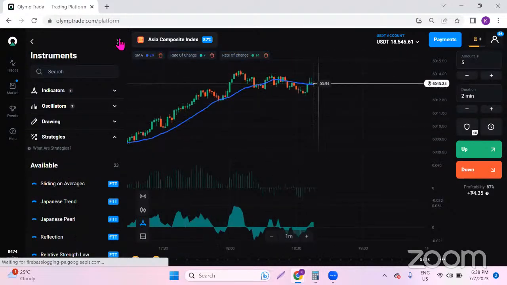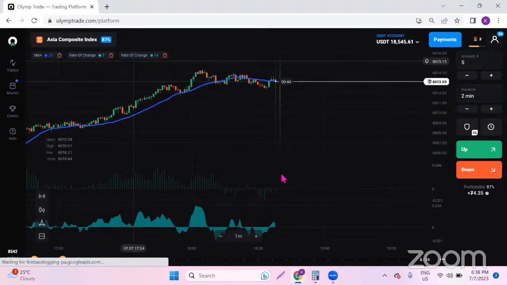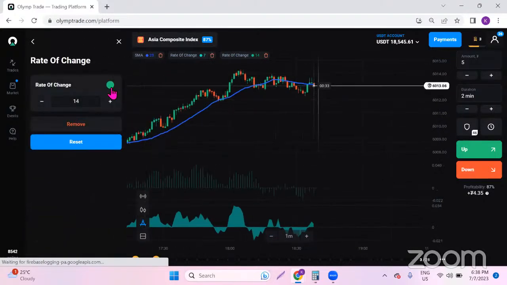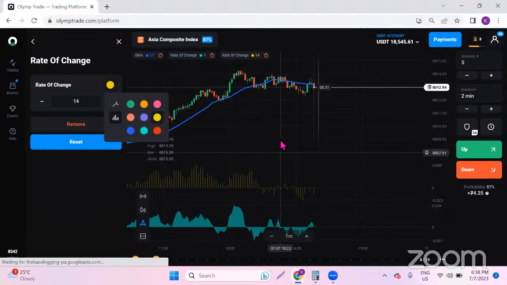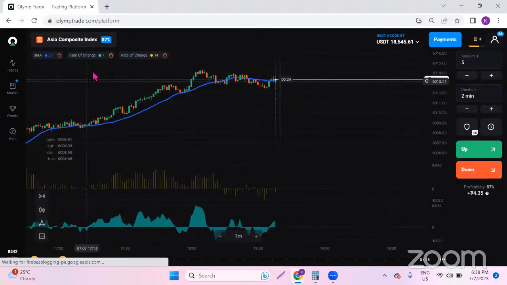So here we go. Now, what are we going to look for in this strategy? There are three things that we need to focus on while using this strategy. First of all, this blue line is the SMA 20 line. This is the ROC 7 and this is the ROC 14. Now let us change the ROC 14 to a different color, so we understand which is ROC 14 and which is ROC 7. So the histogram is ROC 7, and the other one is ROC 14.